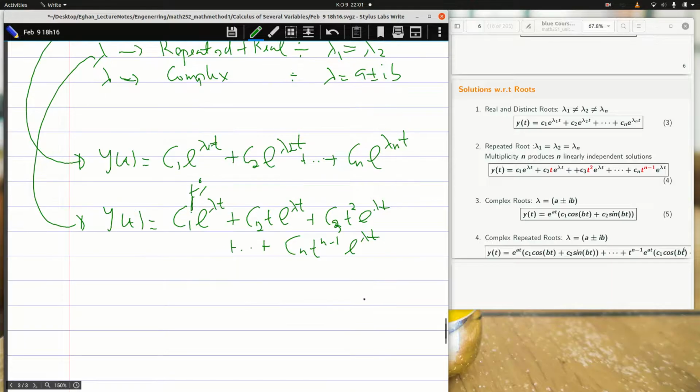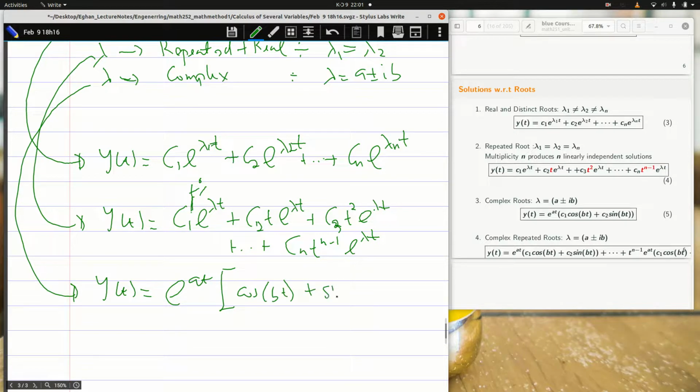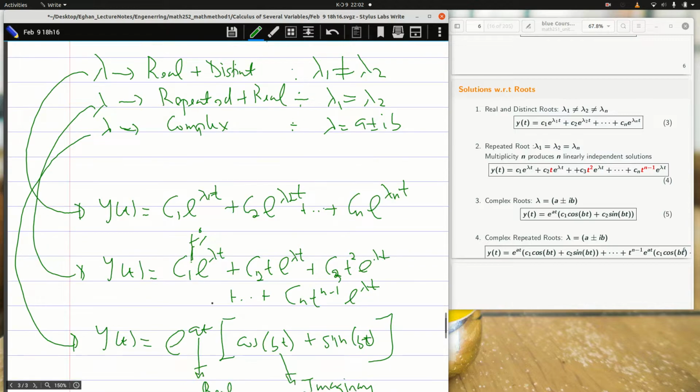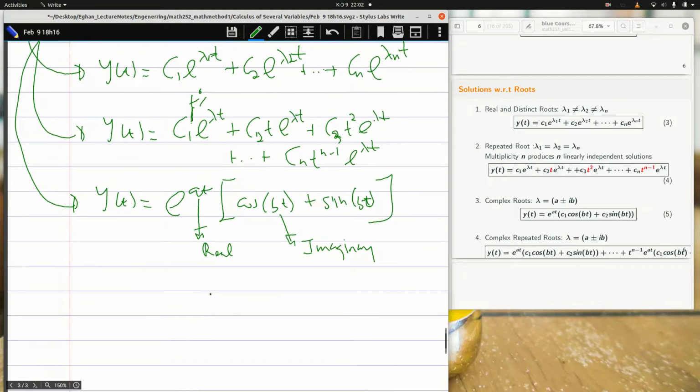Now for the complex case, I have a solution of the form e^(at)(c1 cos bt plus c2 sin bt), where a is the real part of the complex and b is the imaginary part. So this is how you write the solutions. There are cases where you can have combinations. So you can have lambda to be complex and then it is repeating. We'll take examples as that.